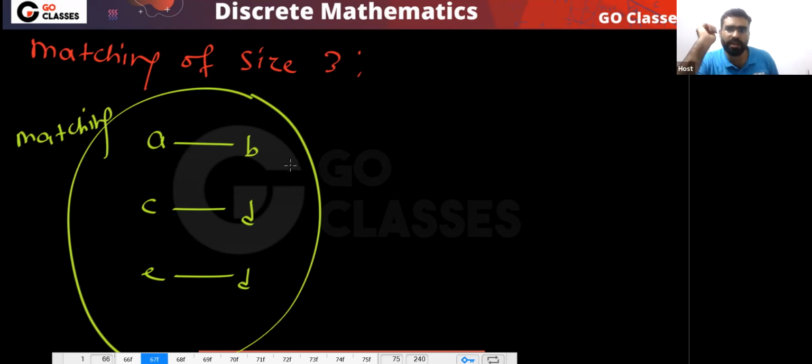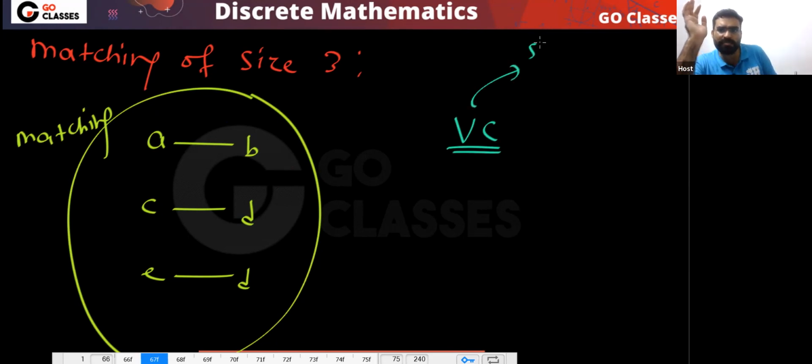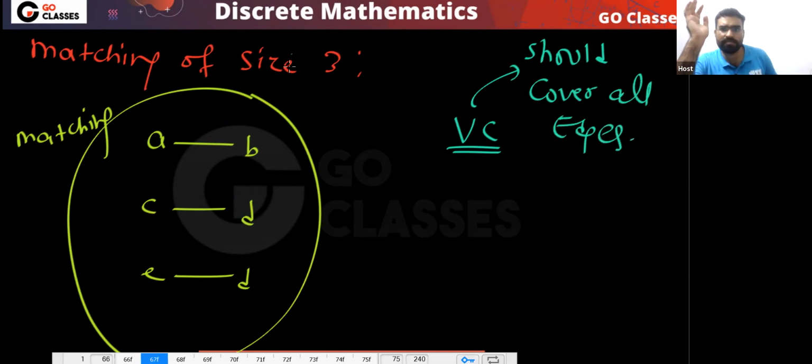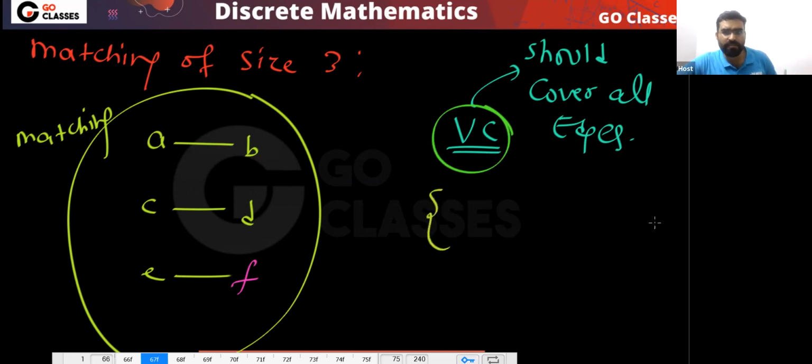Now tell me one thing. Any vertex cover, if I create any vertex cover, should cover all the edges. Yes or no? It should cover all edges. So we have A, B, C, D, E, F. Now, vertex cover should cover all the edges. If I need to cover all the edges, what can you guarantee?